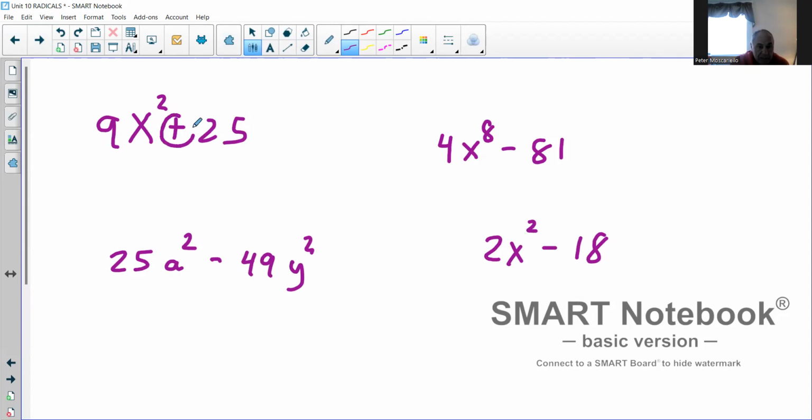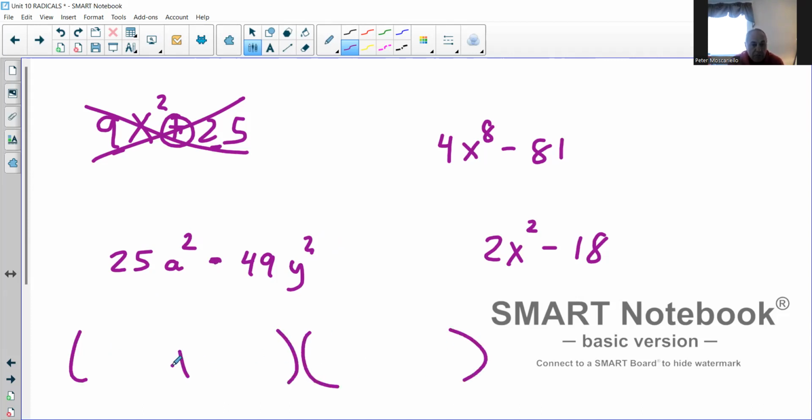Well, right away, that's not a difference. I know 9 is a perfect square. I know 25 is a perfect square. I know that's even, but it's a plus, so no good. Cannot be factored. Let's go to this one. Minus, that's good. 25 perfect square, yes. 49 perfect square, yes. We get two variables, a and y, but they both have even exponents, so it's a yes. Plus, minus, 25 is 5 times 5. a squared is a times a. In the back slots, 7 times 7, but now we need a y and a y. Okay, no problem.